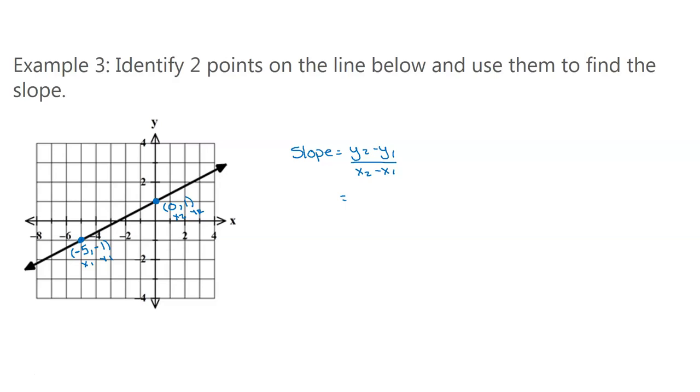The y2 value is 1 and the y1 value is a negative 1. So I'm going to put that in brackets. The x2 value is 0 and the x1 value is a negative 5. Again, put that in brackets. That's going to be helpful here. 1 minus a negative 1 is the same as 1 plus 1, which is 2. And 0 minus negative 5 works out to be a positive 5. So 2 over 5 is the slope.